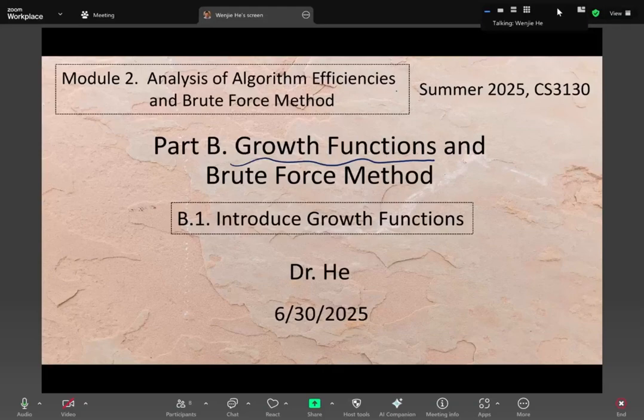So we need some tools, some concise methods and notations to help us study algorithm efficiencies. One important concept is growth functions. So let's study this concept here.